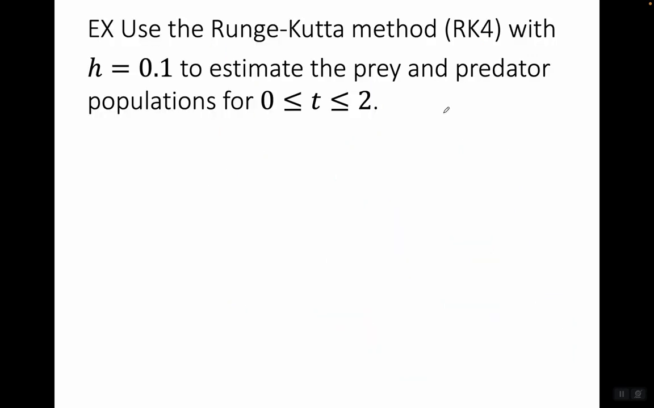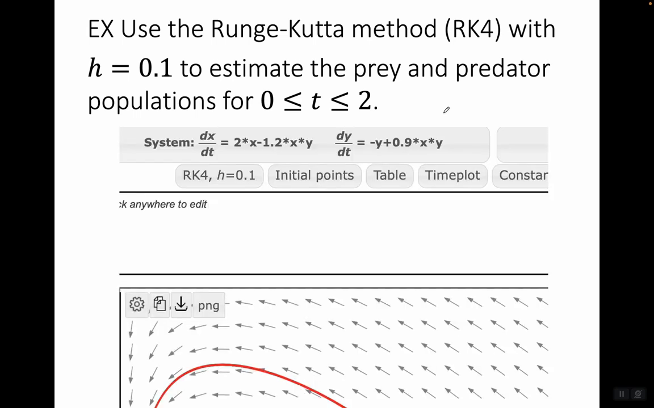Use the Runge-Kutta method, RK4, with h equals 0.1 to estimate the prey and predator populations for 0 less than or equal to t less than or equal to 2. We dealt with this when we had one differential equation. Now we have a system of differential equations. And there's a way that you can use Runge-Kutta to analyze that, but I'm not going to get into the hairy details. Just use some online software.